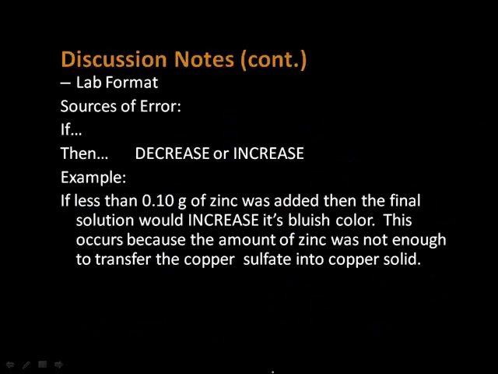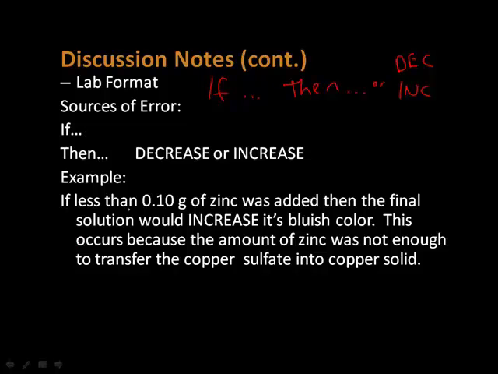In our lab format, one of the things we will look at is the sources of error. We talked about this a little bit, and there is a particular format for sources of error. A source of error always has a logical statement. If something occurs, then something will either decrease or increase. So it's making a judgment based on not what did happen necessarily, but what could have happened or what in the experiment may have affected the results.